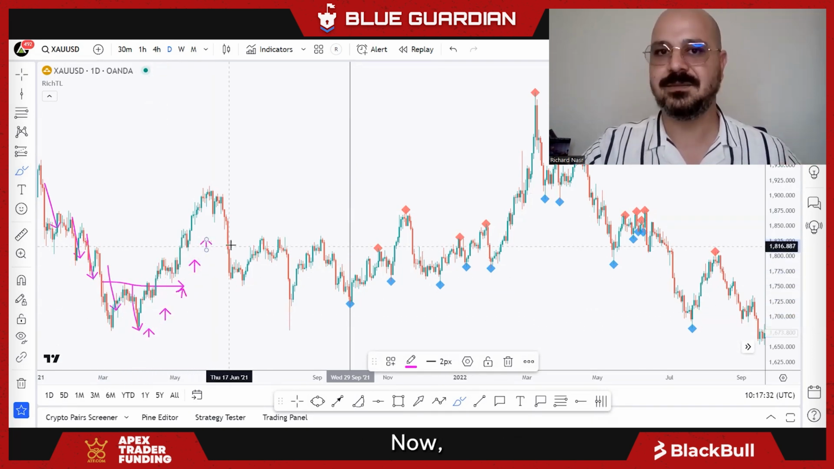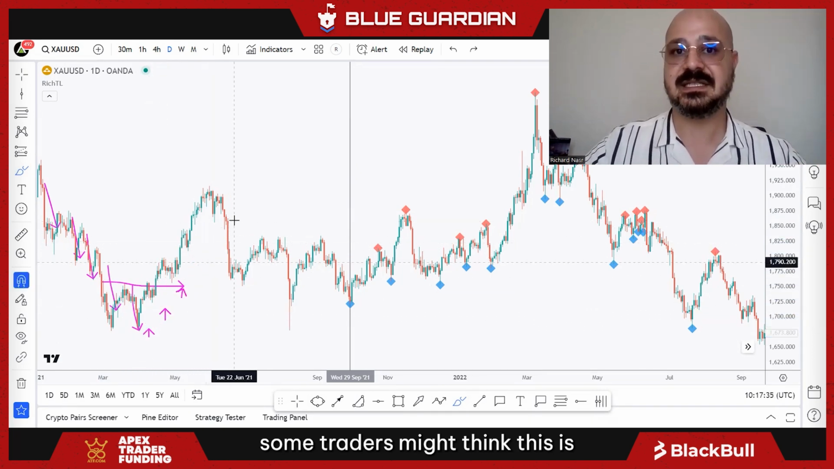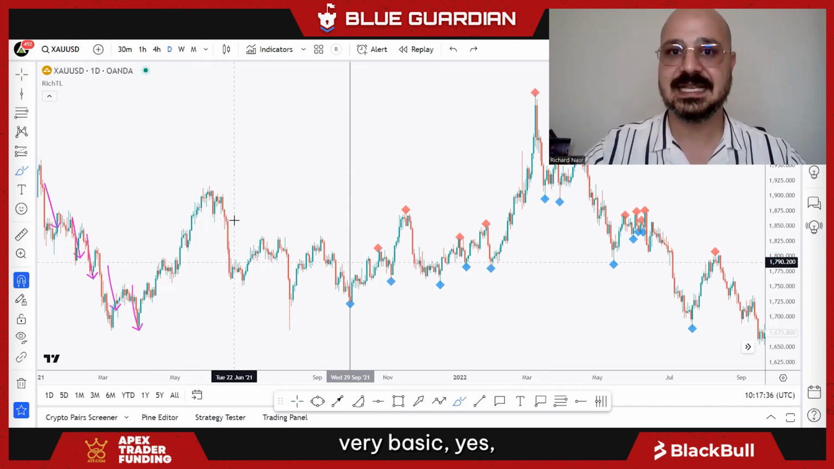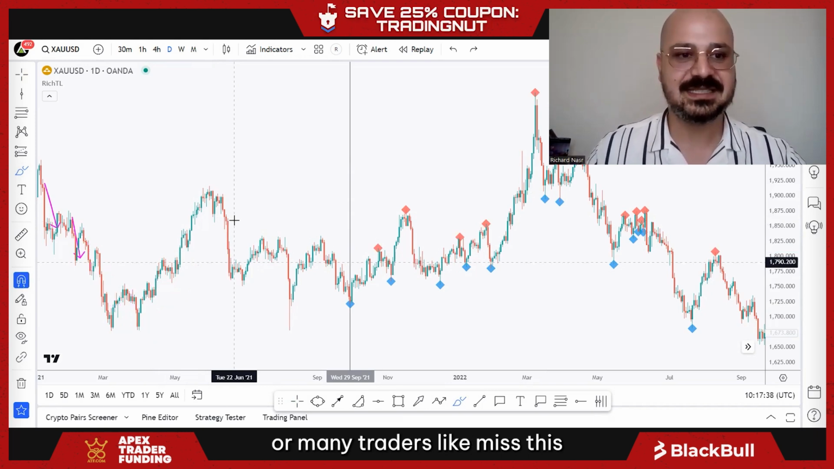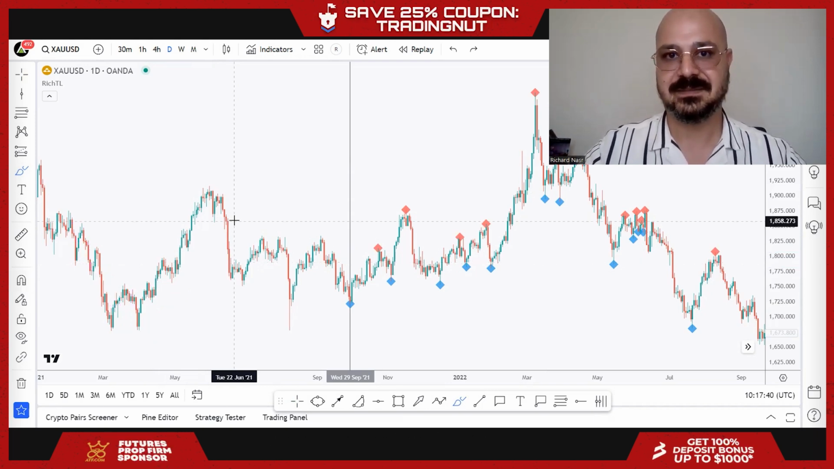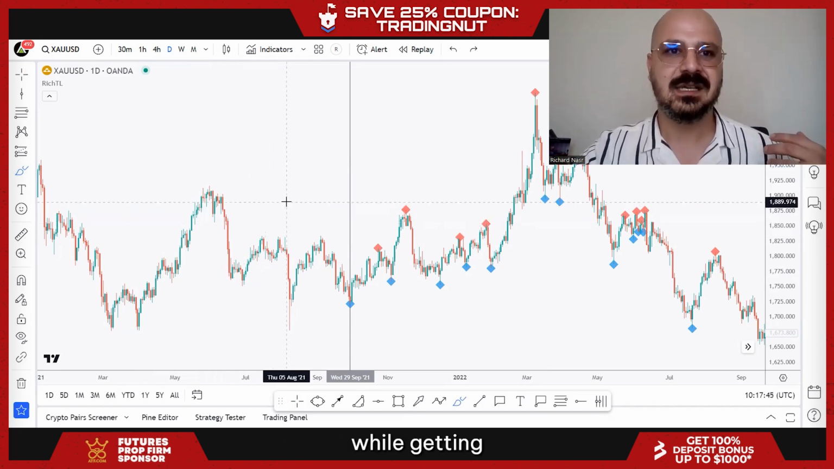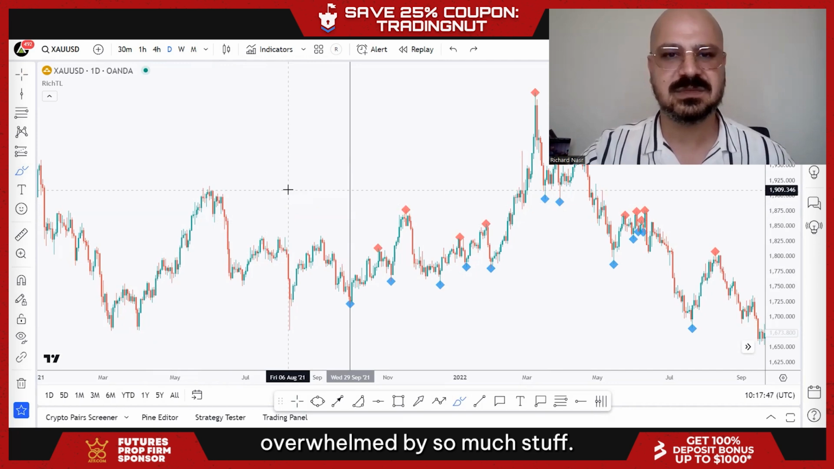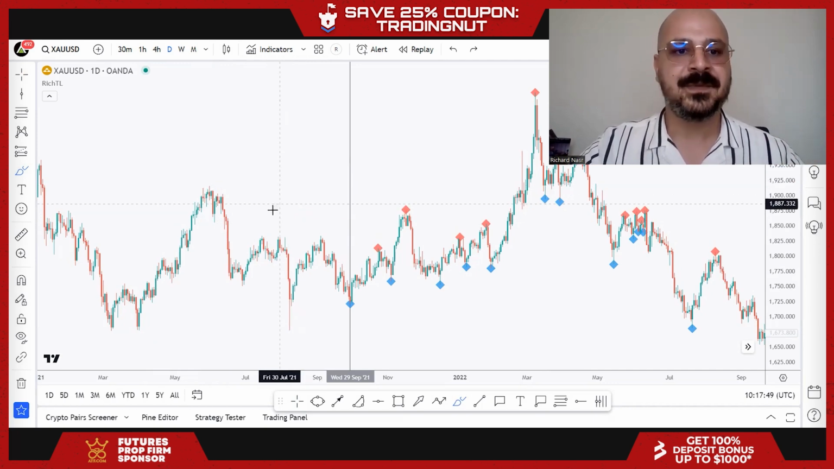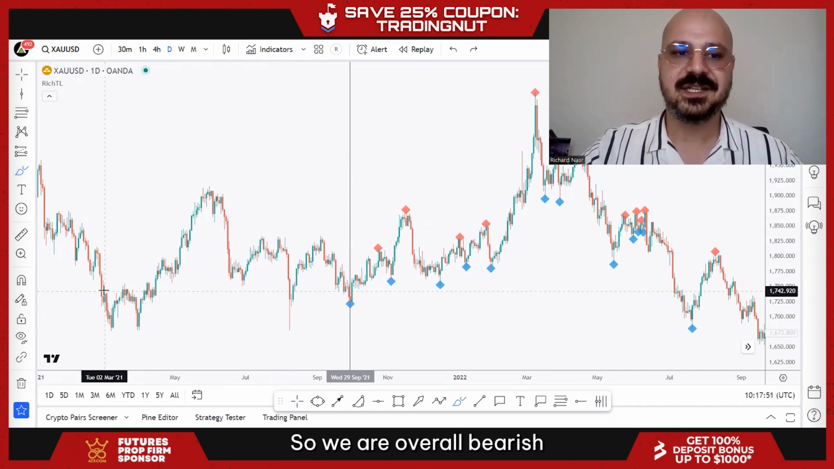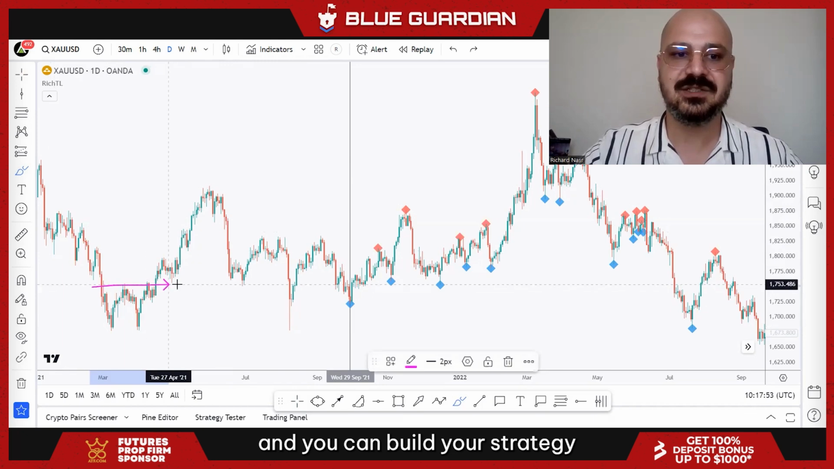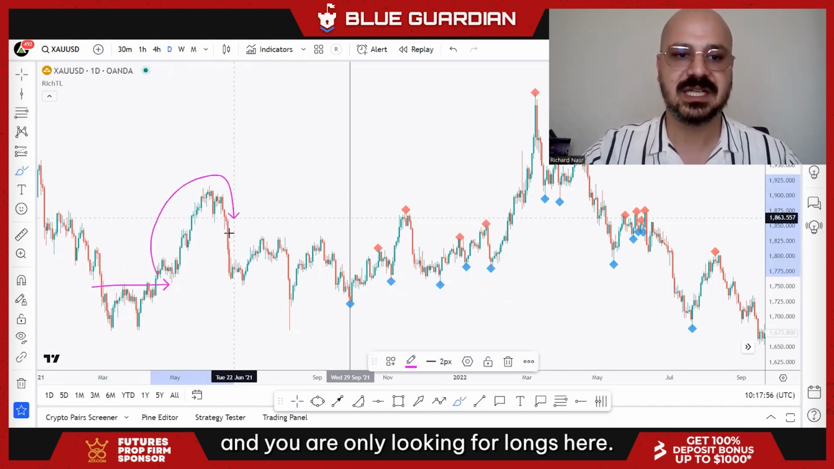This is very important. Now, some traders might think this is very simple, very basic. Yes, but many traders miss this while going over the charts, while getting overwhelmed by so much stuff. So we are overall bearish. Now the bulls took over, and you can build your strategy around it. And we are only looking for longs here.